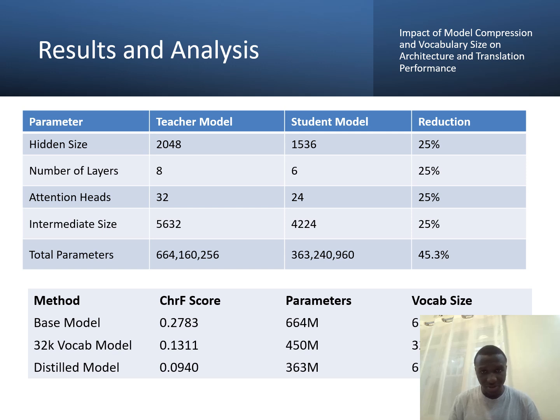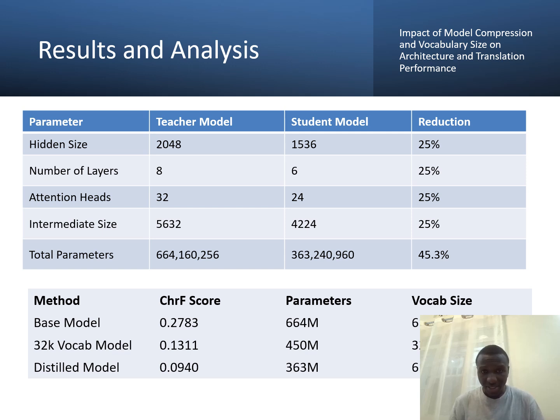This is further the result we got when we tried to distill the model. Instead of the eight layers that the model initially had, we reduced it to six, and likewise the hidden size and other things like the intermediate size. This gave us reduced parameter size, as you can see here. When we look at the character F score, you can see that the F score is quite low for this. We are still training to see the full training result, and we believe it's going to be better than what we have here.